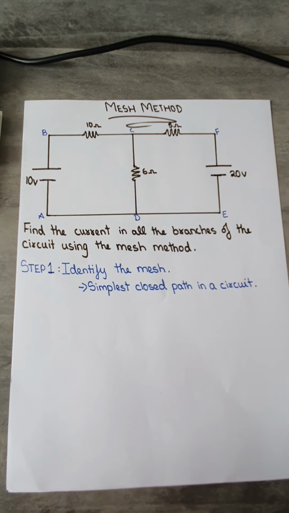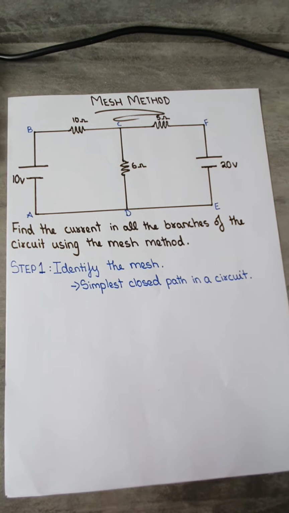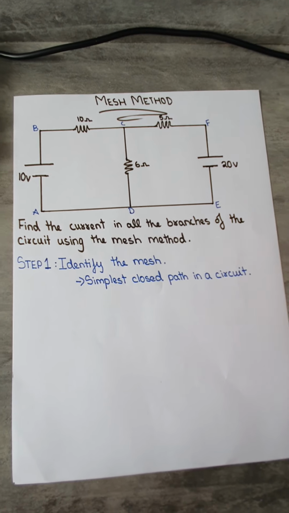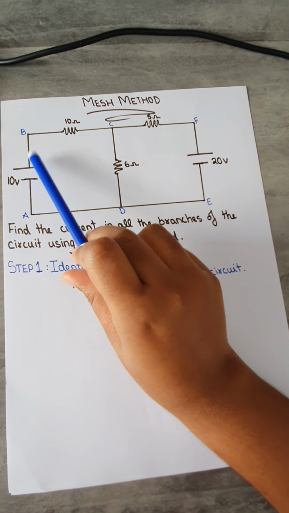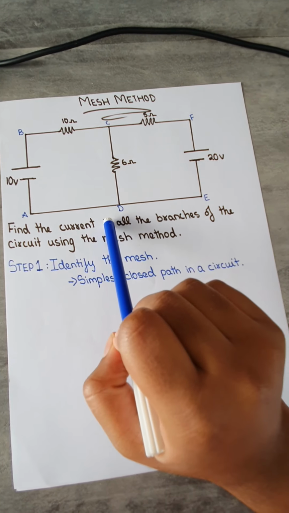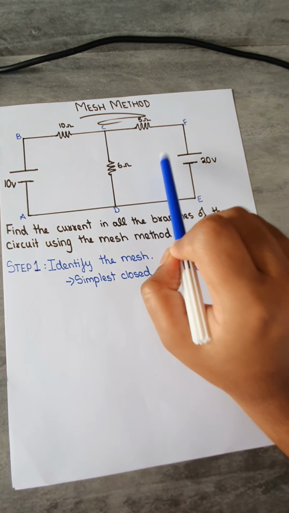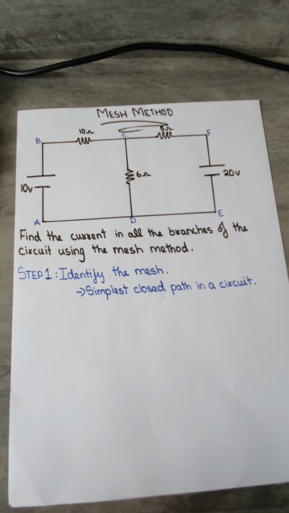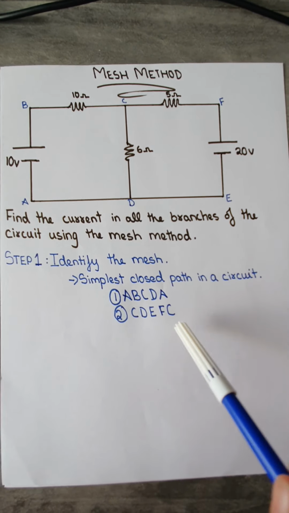Step 1. Identify the mesh. So what is a mesh? Mesh is the simplest closed path in a circuit. So in this circuit, we have two meshes, 1 and 2. The first one will be A, B, C, D, A. So that's the first mesh. And the second mesh will be C, D, E, F, C. So these are the two meshes: A, B, C, D, A and C, D, E, F, C.